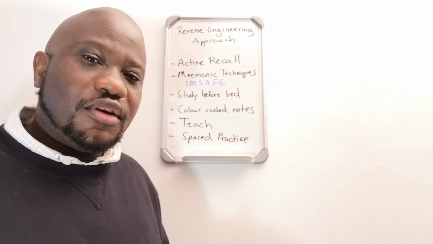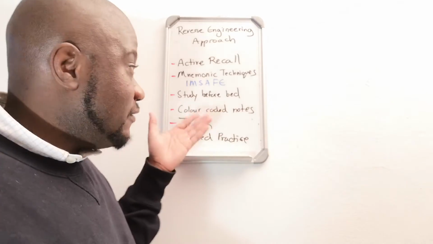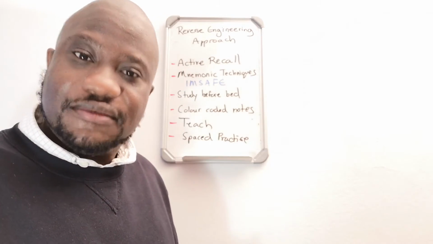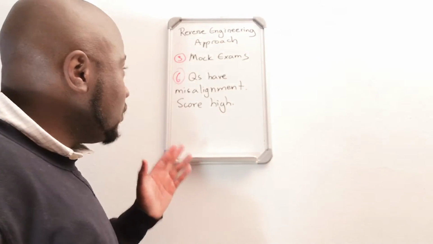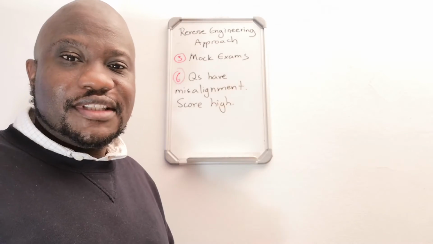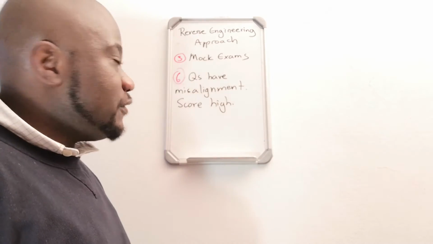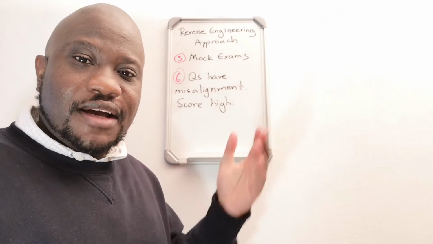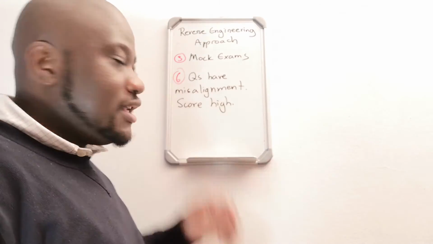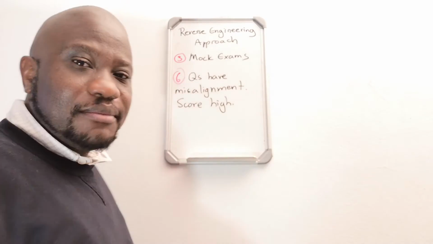And of course, last but not least, spaced practice, which we have mentioned, is related to active recall. Okay, so remember I said we're talking about the 6 different steps in doing the reverse engineering approach. We have now done 1 to 4. Now we're going to number 5. Number 5 states mock exams.